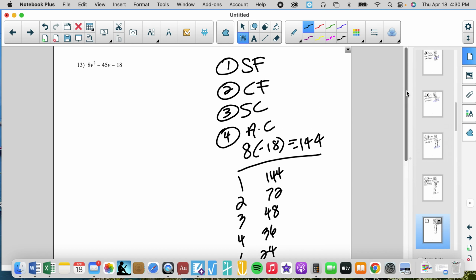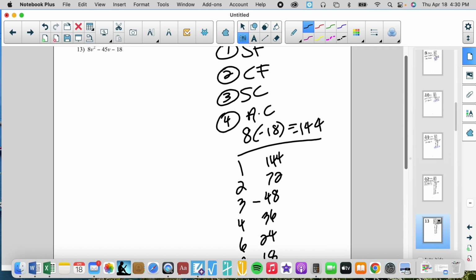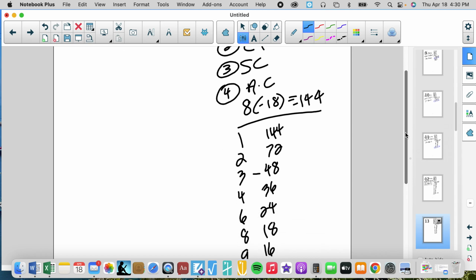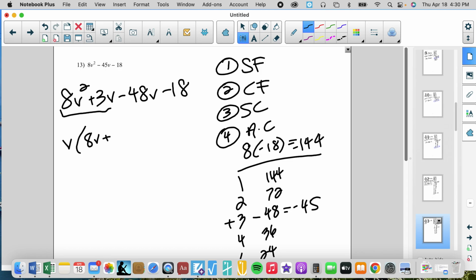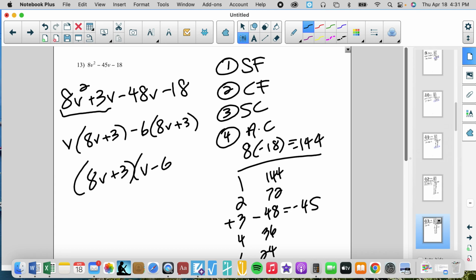Signs are different. Subtraction, bigger is negative. This gives me my negative 48. 3 and negative 48. 3v, negative 48v minus 18. We're going to factor out a v. That gives us 8v plus 3. We're going to factor out a negative 6, which gives me 8v plus 3. So it's 8v plus 3, v minus 6.